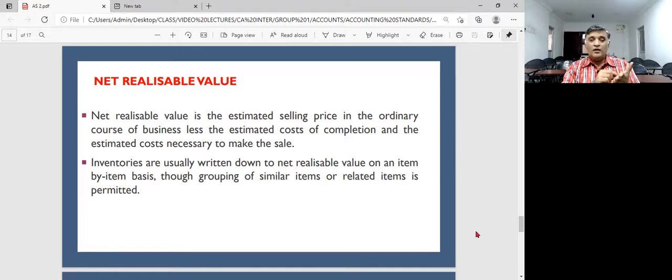Let's take item A. What is the cost? What is the NRV? Find the lower of the two. For item B, what is the cost? What is the NRV? What's the lower of the two? Item C, what is the cost? What is the NRV? What is the lower of the two? You need to go on that basis rather than a holistic basis.